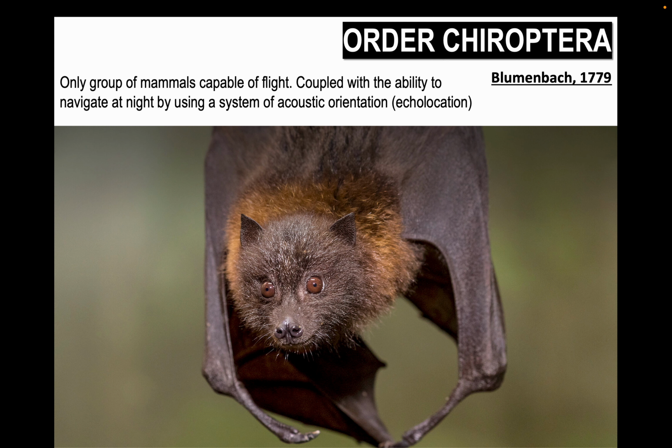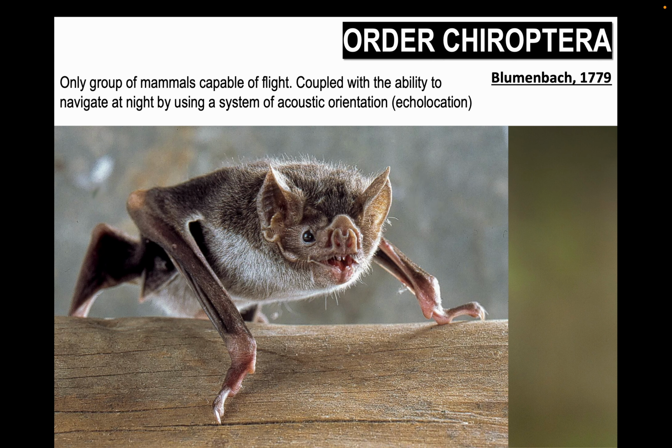They are coupled with the ability to navigate at night, so most of them are nocturnal. They're able to practice echolocation. The bats are able to decipher their environment based on sound, based on the echoes that they receive. Once their sound waves bounce back to them, they're able to make something of their path based on the echoes of the sound waves. Okay.